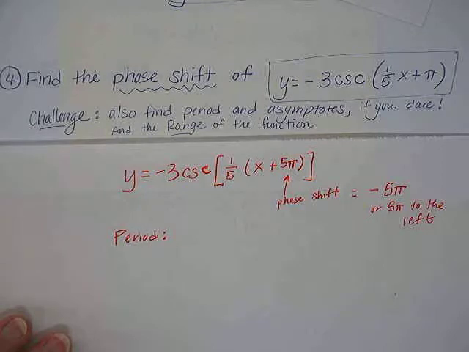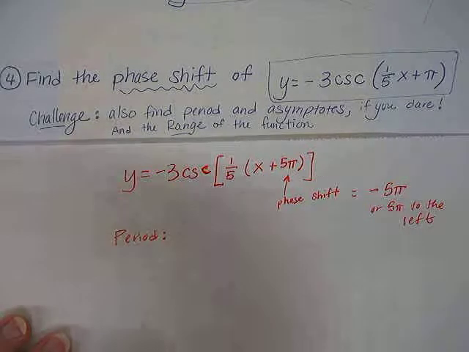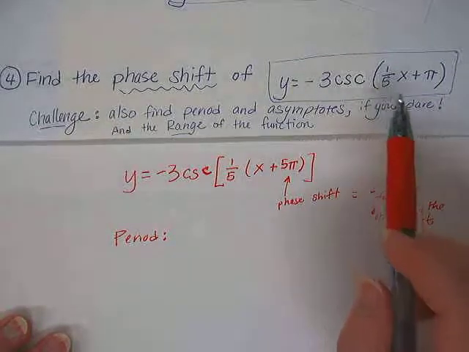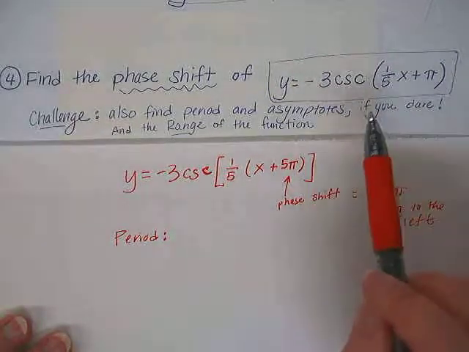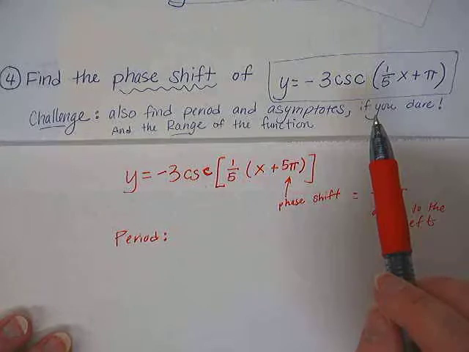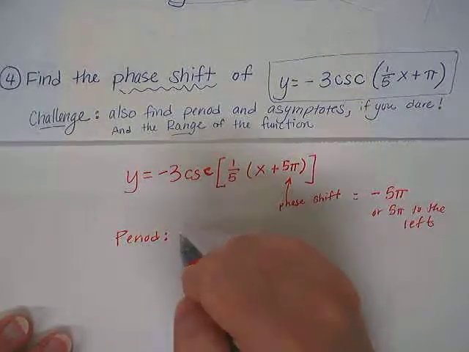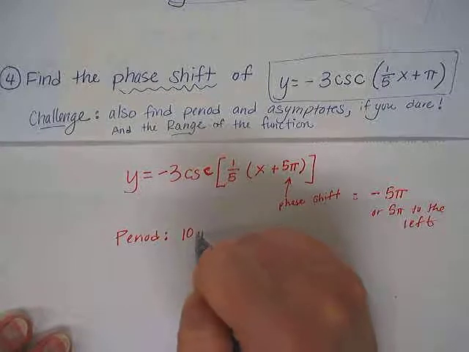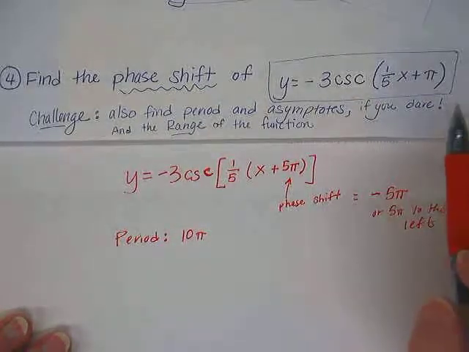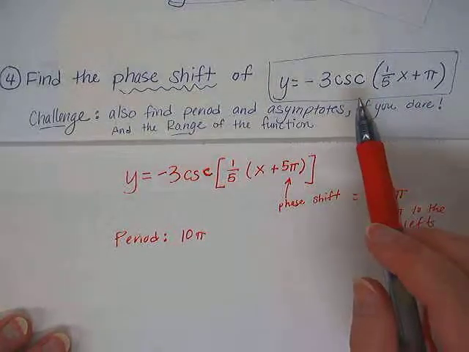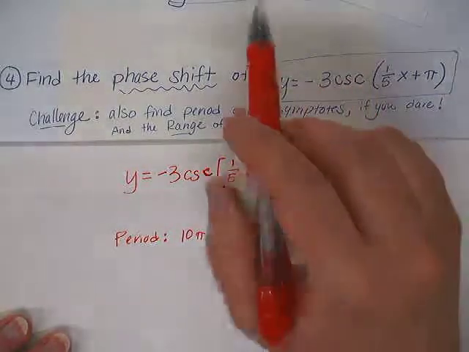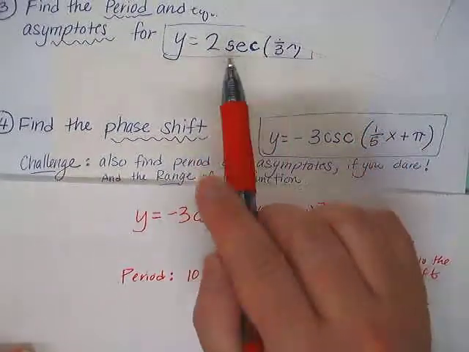Okay. Let's talk through them now. You might not be quite done, but. So the normal period is 2 pi, but we have to take that and divide by 1/5 to get the actual period for this problem. So when you divide by 1/5, it's the same as multiplying by 5. So what's the period going to be? 10 pi, very good.